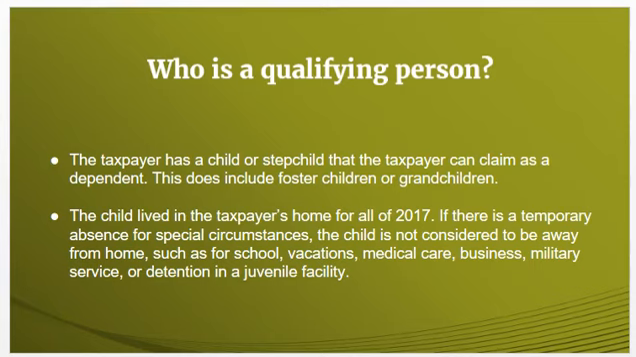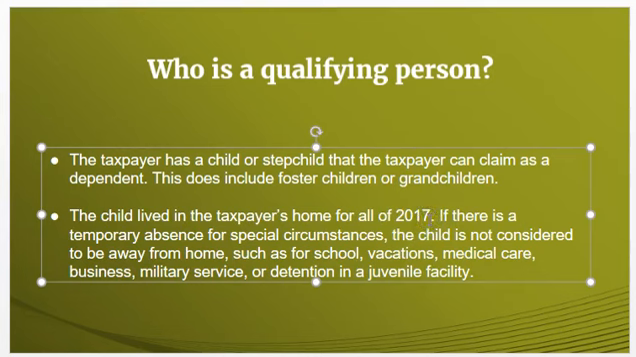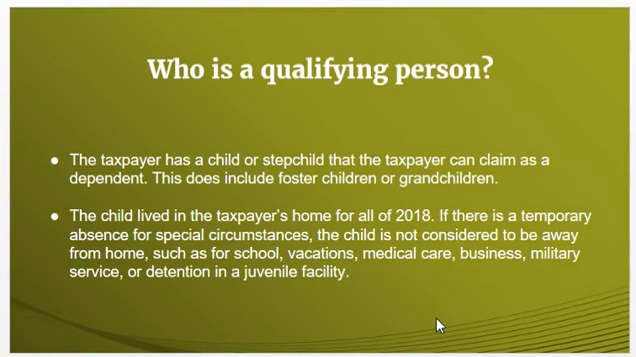It has to be a child or a stepchild in order to qualify to file under this filing status. The child must have lived in the taxpayer's home for all of 2018. And if there is a temporary absence, because the child has gone away to school, or for vacations, or some medical or business type of arrangement, that doesn't count as being gone. The taxpayer would still consider this a qualifying person even if those types of circumstances arose.